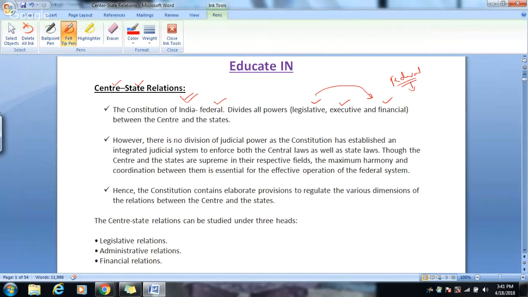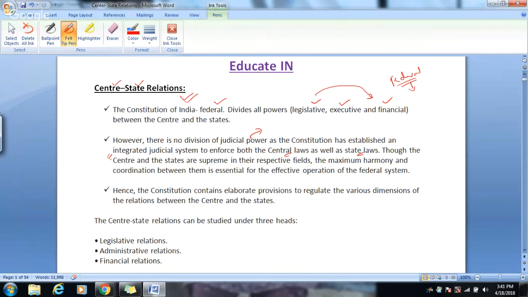However, there is no division of judicial power. If we see the constitution, there is an integrated judicial system which deals with both the central laws as well as the state laws. So with respect to judicial, there is only one integrated judicial system.